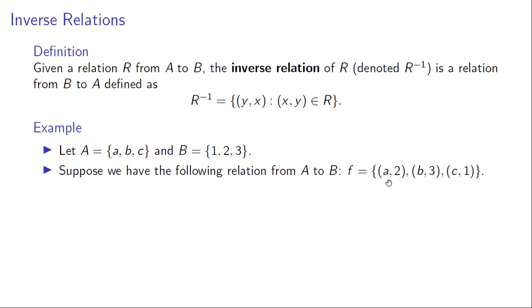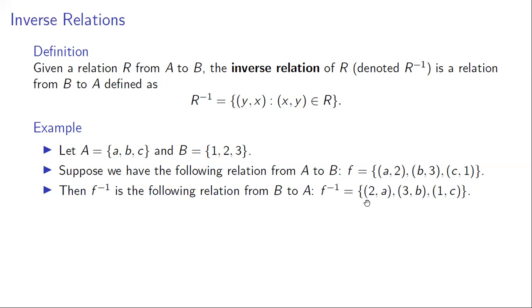Remember, it's a subset of A cross B, meaning the first item in each pair comes from set A. The second item in each pair comes from set B. And that's true for all these pairs. So F is a relation from A to B. All right, now what is the inverse relation? So F inverse is the following relation, not from A to B, but now from B to A. And here it is. F inverse is the following set of ordered pairs. So notice it's the same pairs as in the original set, but each pair is flipped around.